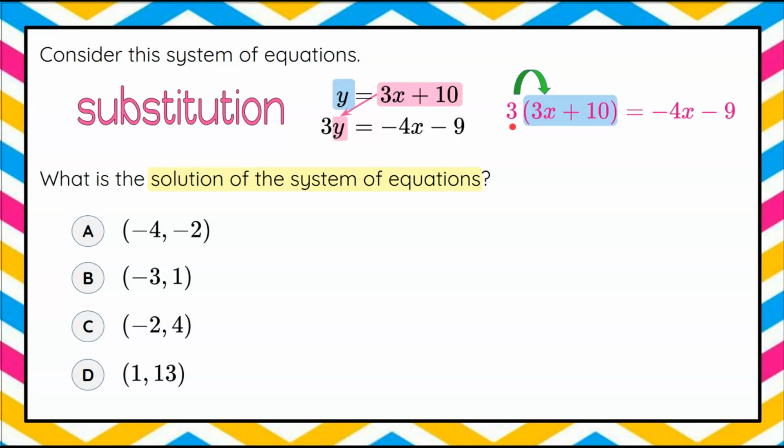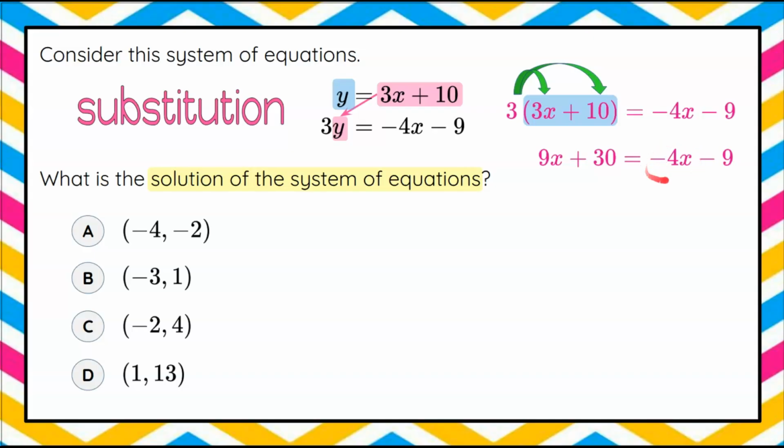We are going to distribute the 3 to the 3x, which is 9x. 3 times 10 is 30. So this becomes 9x plus 30, and then we have our negative 4x subtract 9 to the right of the equal sign. Now I'm going to collect variable terms next because I have variables on both sides of the equal sign, and I'm going to collect them to the left side of the equal sign.